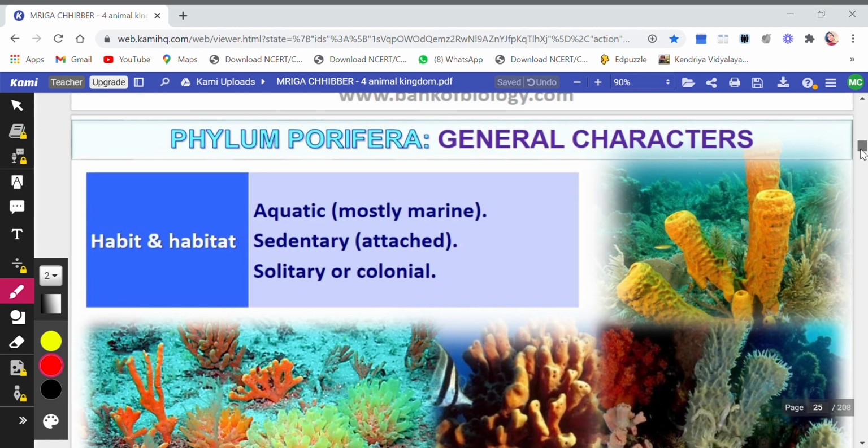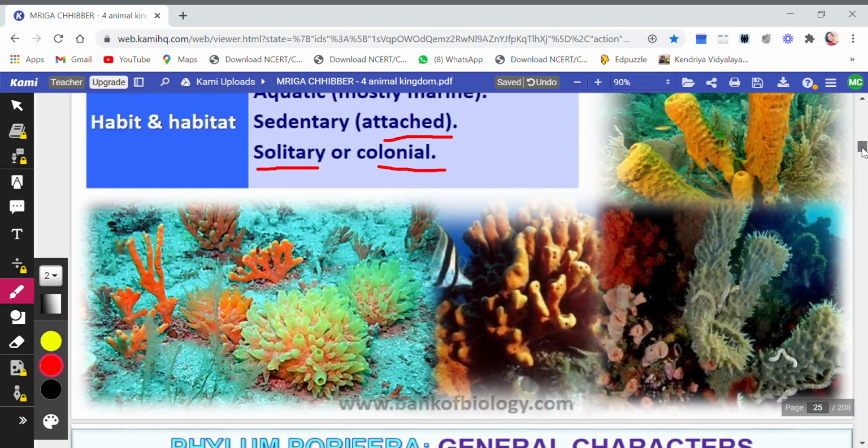Then habit and habitat: they are aquatic and mostly marine, found in sea or ocean, and sometimes river waters, and sedentary. Now what do you mean by sedentary? That is, they are attached to some kind of substratum, either a rock or the base of the ocean or sea, and they will be either solitary, that is alone, or they will form colonies and survive there. So this is about the habit and habitat of Porifera.